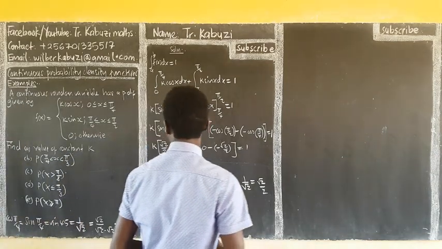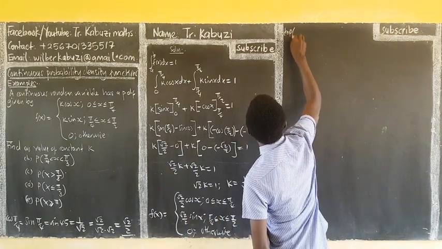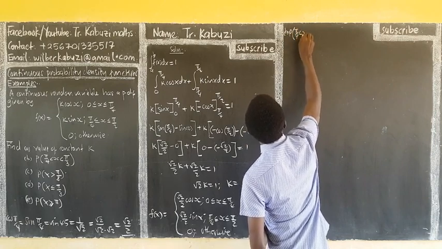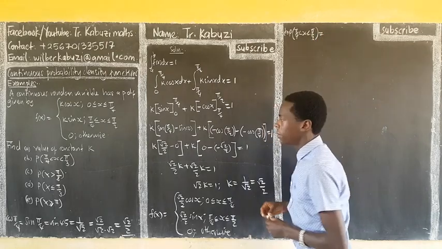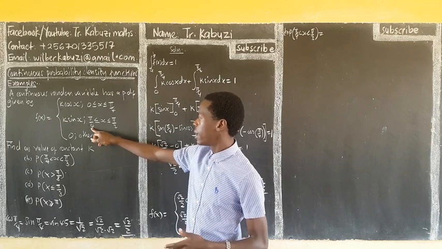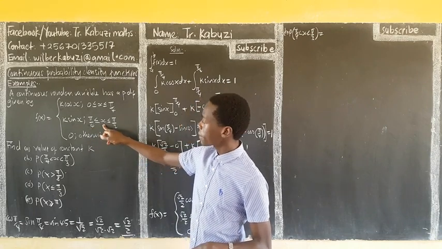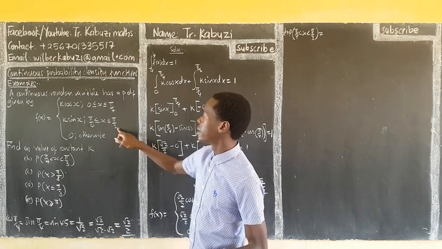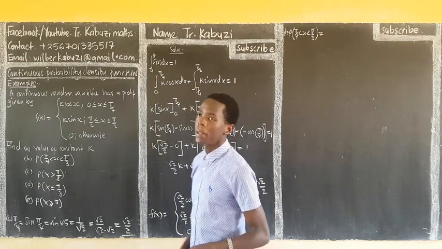Then when we come to part B, they want us to get the probability from pi over 4 to x equals pi over 3. You see pi over 4 is here, and pi over 3 is in between. Pi over 3 is 60, this is 45, this is 90, so 60 is in between. It means that we are going to interpret this by using this p.d.f.